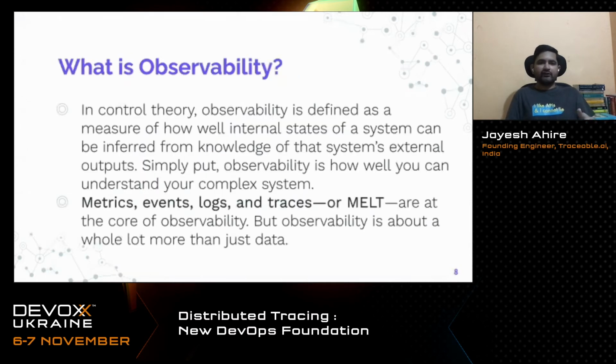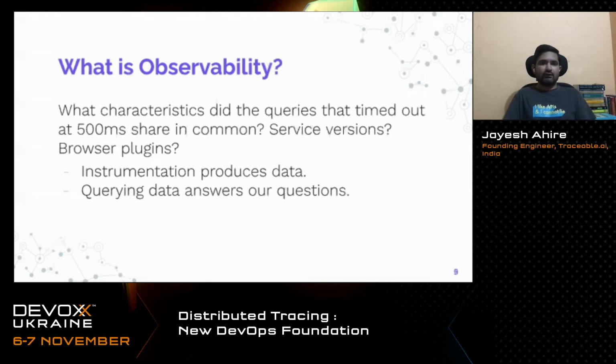So let's just put it into a definition and see how we can define observability. In control theory, observability is defined as a measure of how well internal states of our system can be inferred from the knowledge of the system's external output. So simply putting, observability is how well you understand your complex system. And metrics, events, logs, and traces, or MELT as we call it, are at the core of observability. But observability is about a whole lot more than just data.